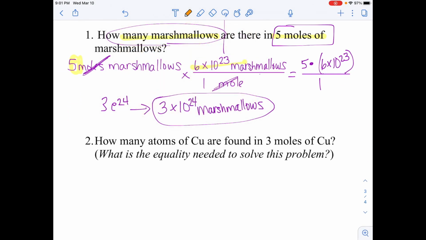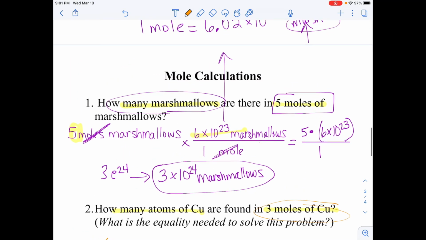The next one says, how many atoms of copper are found in 3 moles? 3 moles. So the first thing, of course, is to know what you're starting with. In this case, it's 3 moles of copper. So no matter what we decide to do in our next step, we know moles are going to have to go in the denominator here to cancel, right? All right, we're trying to solve for atoms.